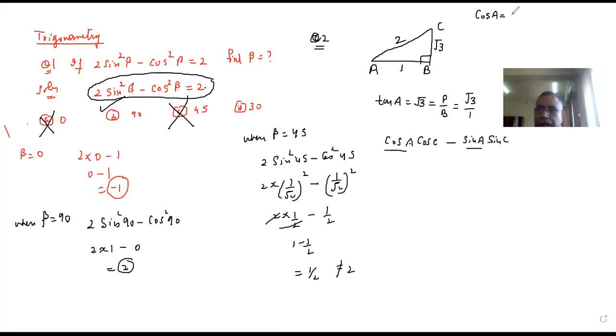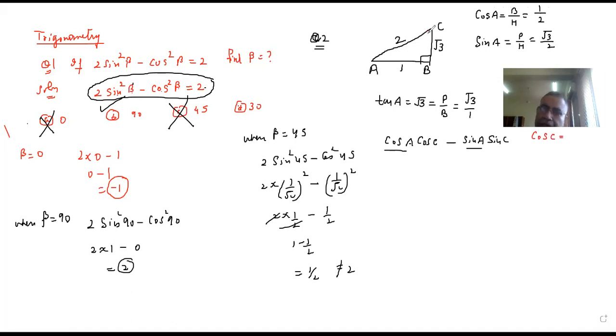Cos A is equal to base over hypotenuse. So my base is 1, my hypotenuse is 2. Sin A is equal to perpendicular over hypotenuse, under root 3 upon 2. So both the values I have calculated. Right? Now next I need cos C.